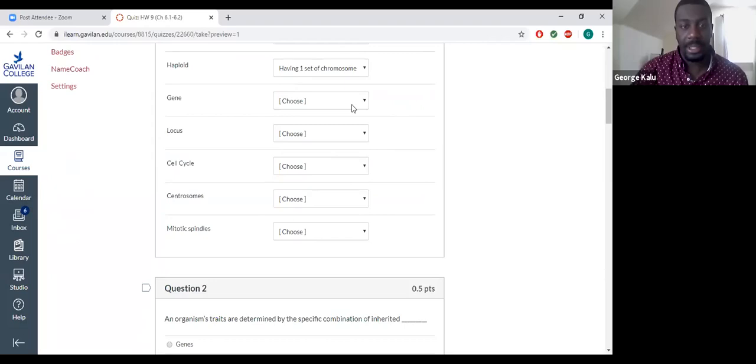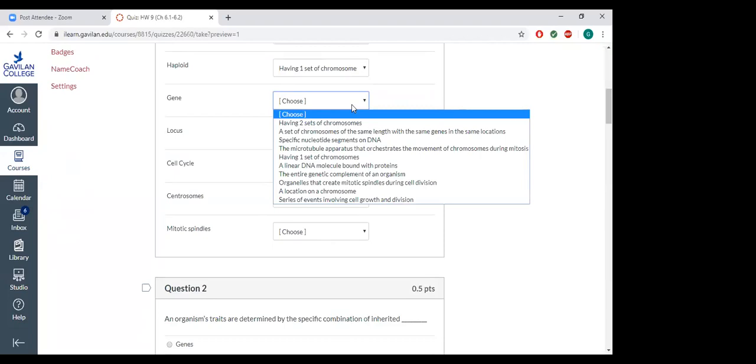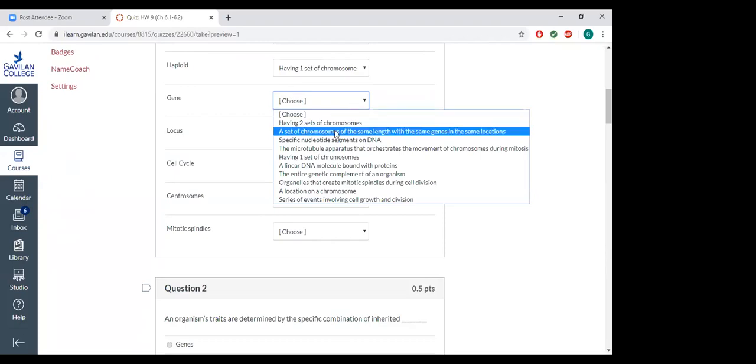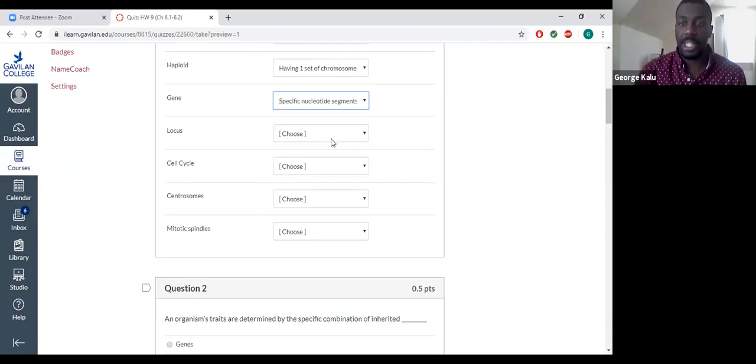Okay, so now with a gene, how would we describe a gene? Specific nucleotide segments on DNA. Right, it would be the specific nucleotide segments on your DNA. So remember, genes are specific regions on the DNA that are going to code for some trait. Everyone has the same genes, but the variations within those genes, the variations of those nucleotides, are going to create the variation that we see in various populations.